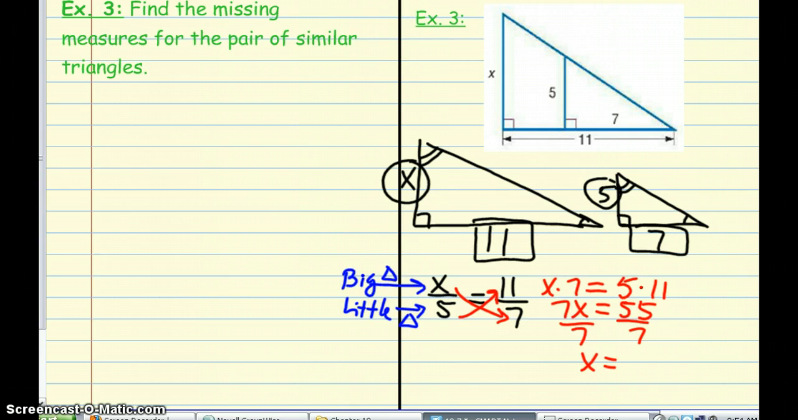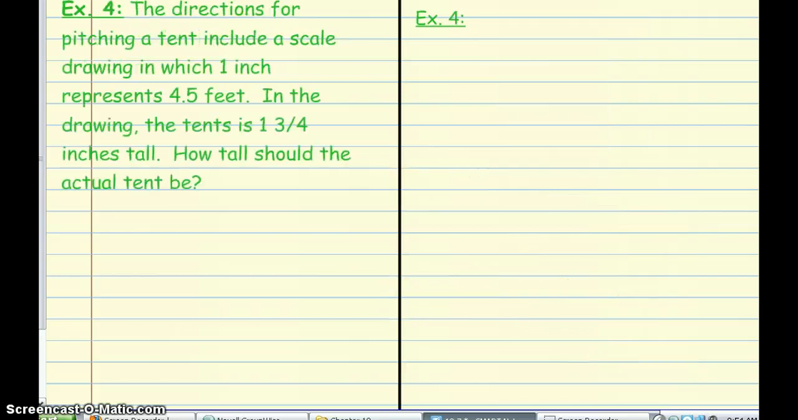So in this case, we get that x equals 7.86. And I rounded that answer to the nearest hundredth. So because these two triangles are similar, and we have all of those sides, we found out that the length of x is 7.86. Now, let's take a look at our last example for this lesson.